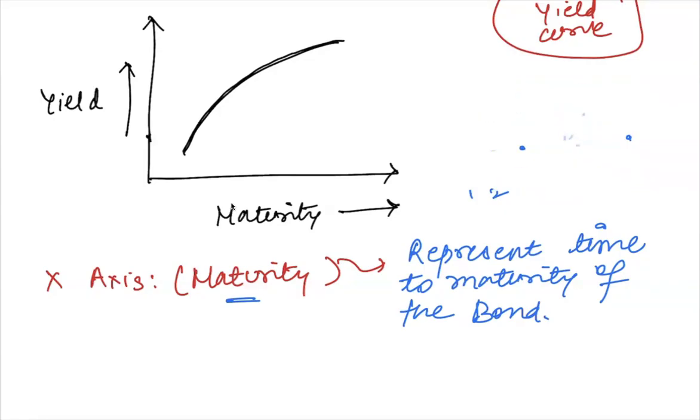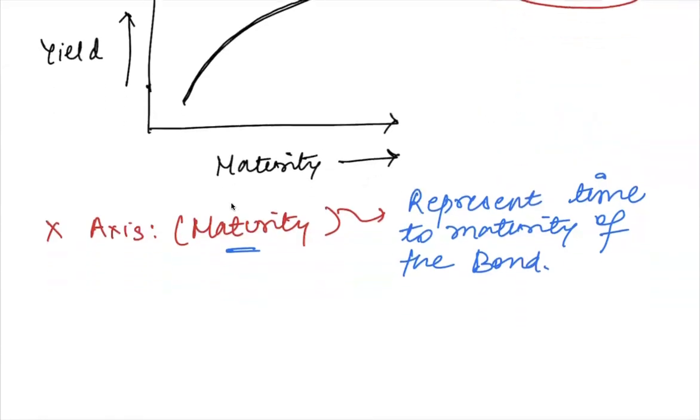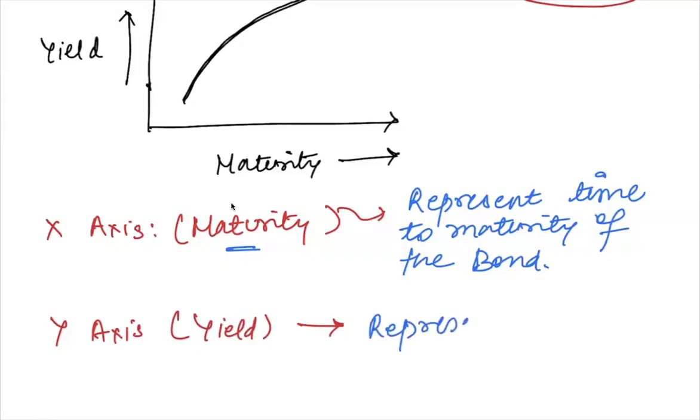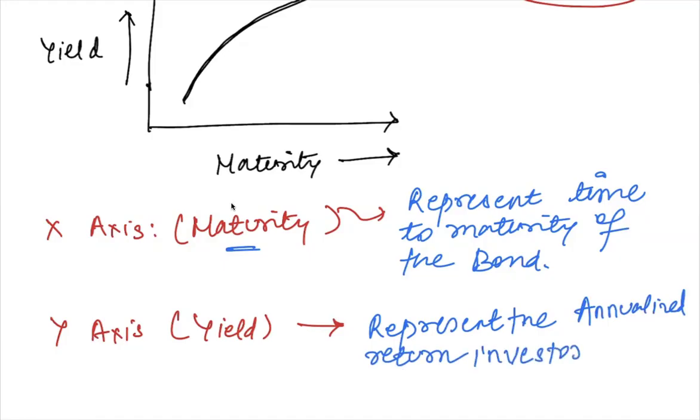So on the x-axis you have maturity, and on the y-axis you have your yield. What is yield? It represents the annualized return an investor earns by holding the bond.